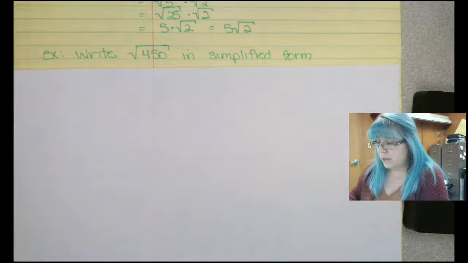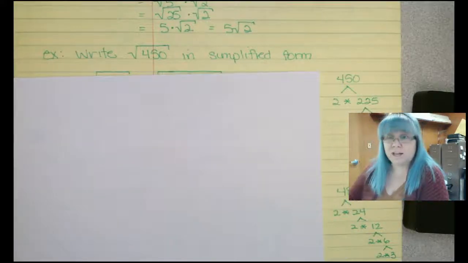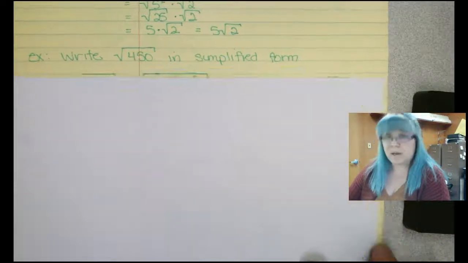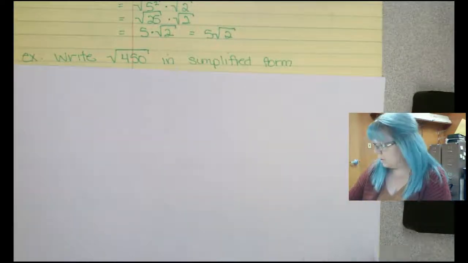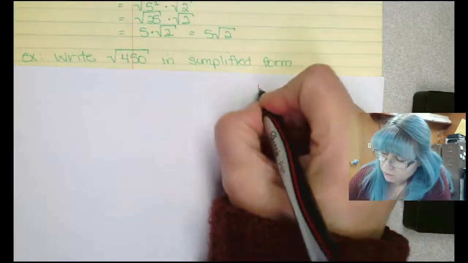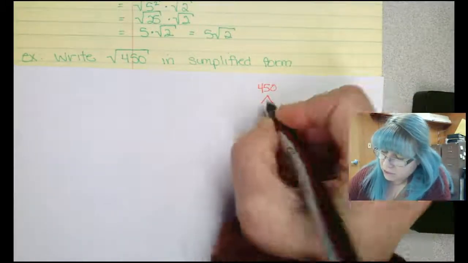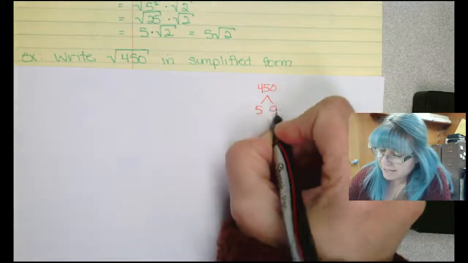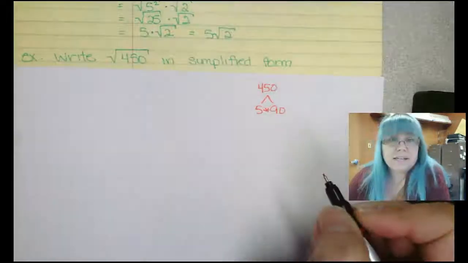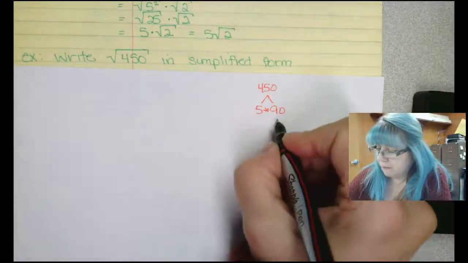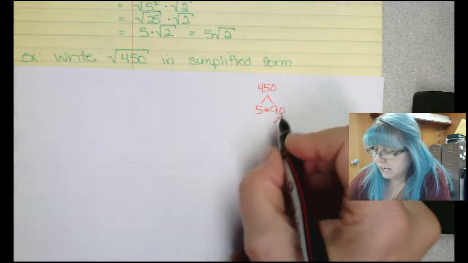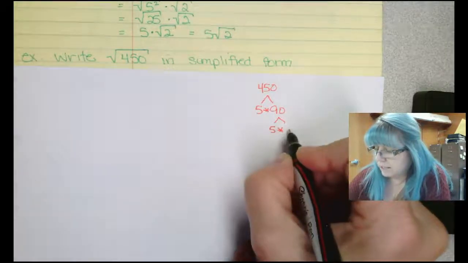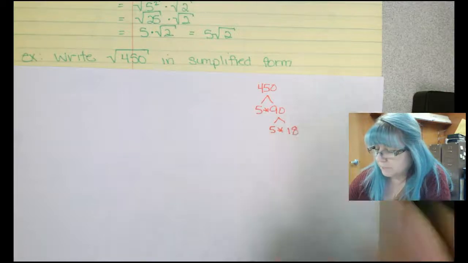First things first, let's go ahead and break up 450 into its prime components. So let me go ahead and work that out with you. 450, well, I can definitely see that there is a 5 in there. 5 times 90 is 450. There is a 5 that lives in a 90 as well. So 5 into 90 is 18.